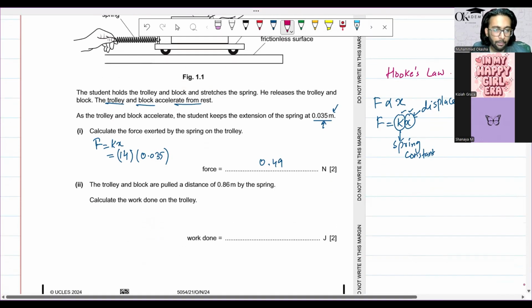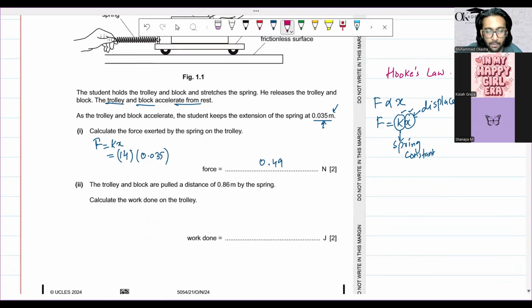The trolley and the block are pulled at a distance of 0.86 meters by the spring. Calculate the work done by the trolley. So this is a formula for the work done. Formula for work done is force times displacement.